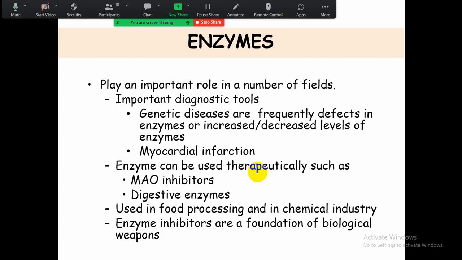Enzymes are also used in food processing and in the chemical industry. In food processing, for instance, when we are brewing beer, we use Saccharomyces cerevisiae. Then for bread fermentation, when you are producing bread, what do we use for bread? We use yeast.